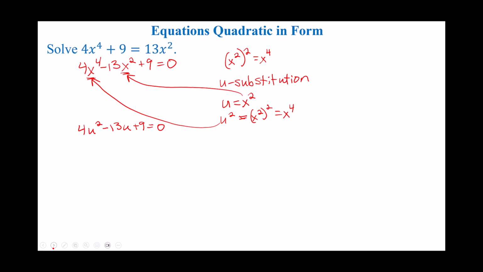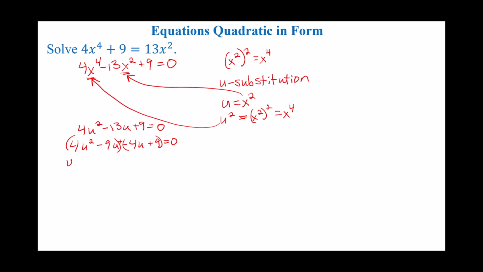4 times 9 is 36, and two numbers that multiply together to get 36 and add together to get negative 13 would be negative 4 and negative 9. So I'm going to write this as 4u squared minus 9u minus 4u plus 9, and then factor by grouping. Remember, when you're factoring by grouping, you want a plus between the two parentheses.